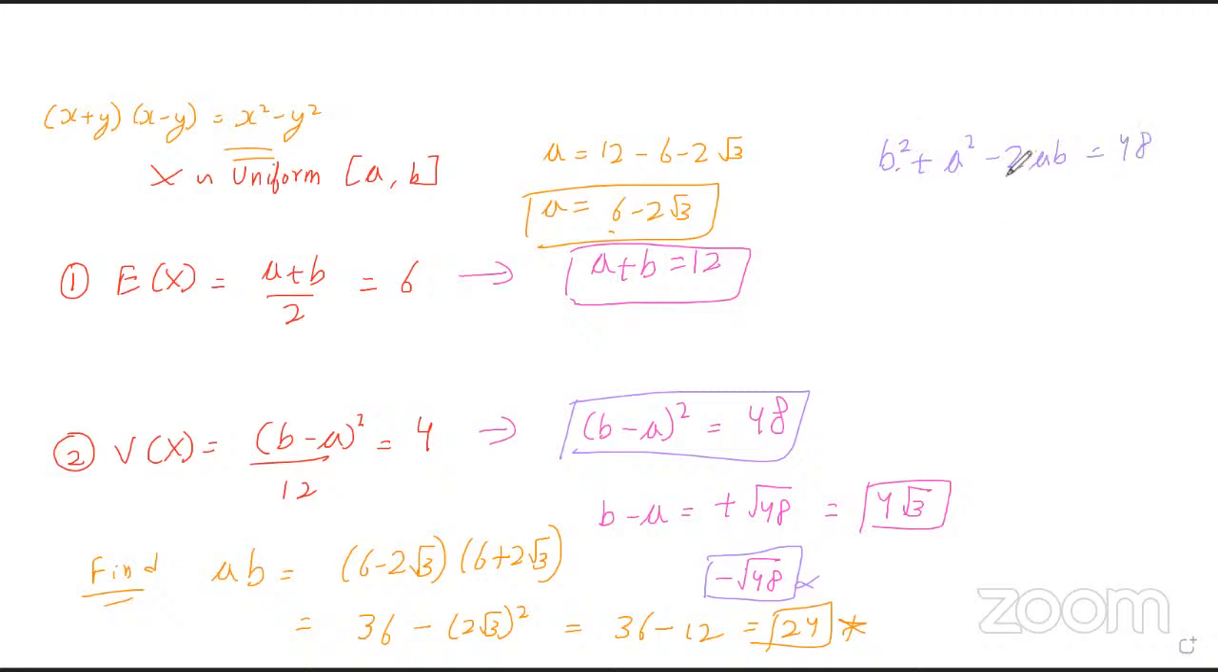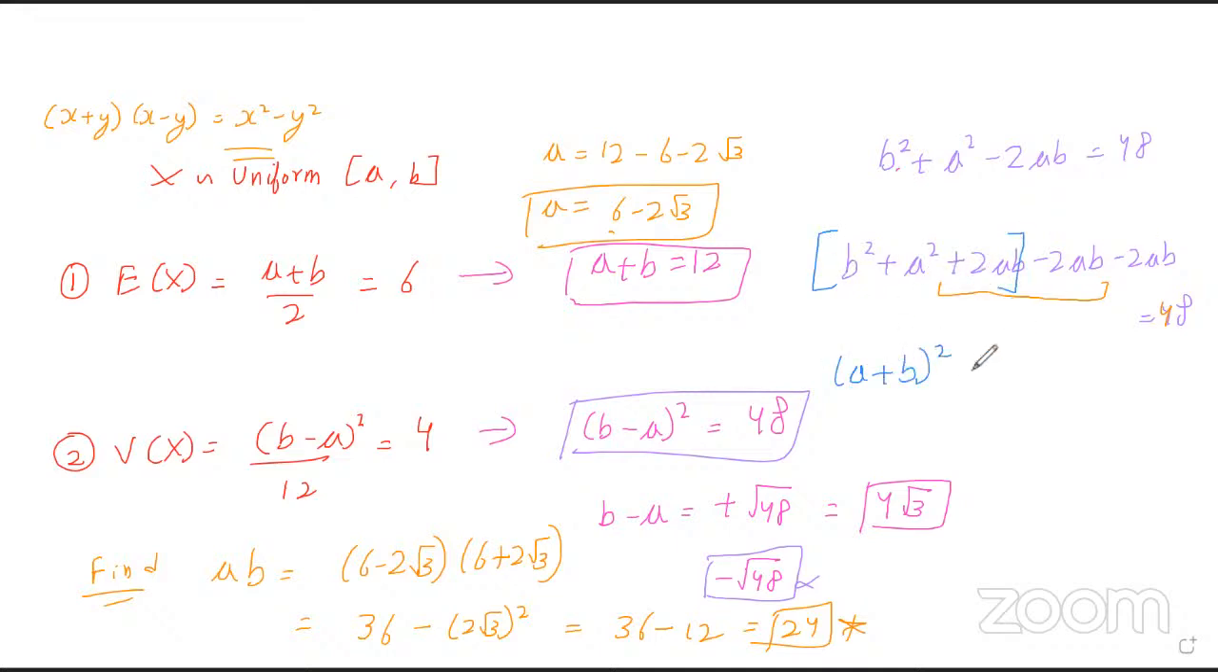If I add or subtract 2ab on my left hand side, it would be b square plus a square plus 2ab minus 2ab equals 48. So I added and subtracted 2ab on the left hand side, so it doesn't affect my equation. It would remain the same. Now if you notice carefully this part, it is nothing but a plus b whole square.